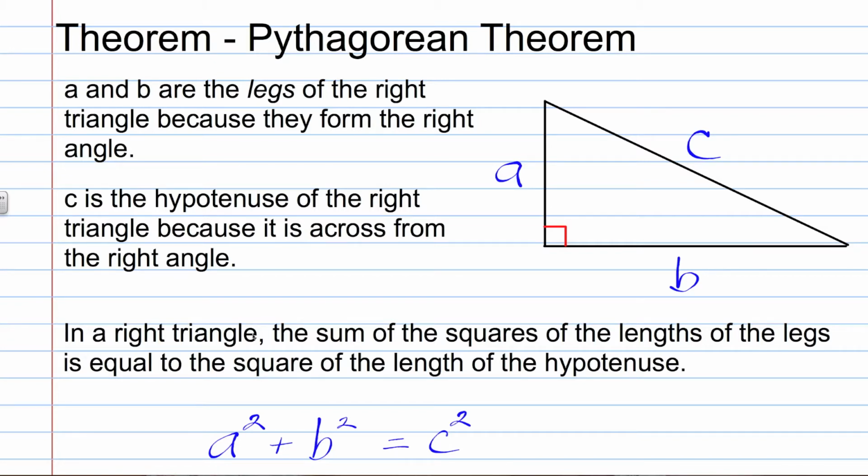Here's the actual Pythagorean theorem. In a right triangle, the sum of the squares of the lengths of the legs is equal to the square of the length of the hypotenuse. So if we square A, square B, add them together, it's going to be equal to c squared. And we see that down here, and you might be familiar with this. A squared plus b squared is equal to c squared. In fact, you should be familiar with this because this is what the distance formula is derived from.